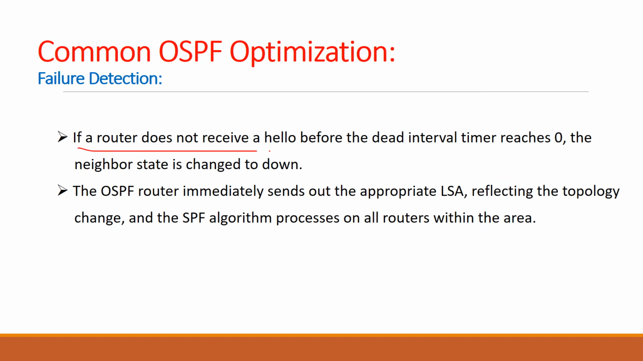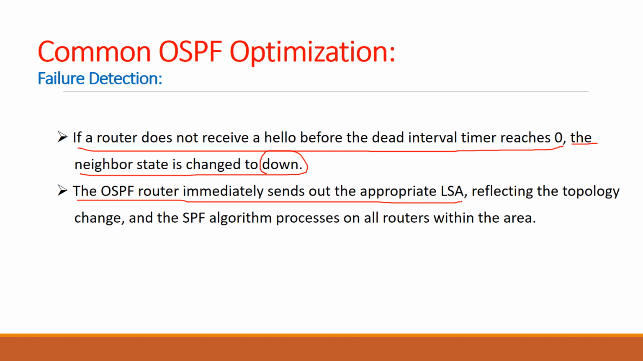If a router does not receive a hello before the dead interval timer reaches 0, the neighbor state is changed to down. The OSPF router immediately sends out the appropriate link state advertisement reflecting the topology change, and the shortest path first algorithm processes on all routers within the area. That's why we use the concept of area, because any change occurs in the area domain, the shortest path first algorithm should be processed on all routers within the area.